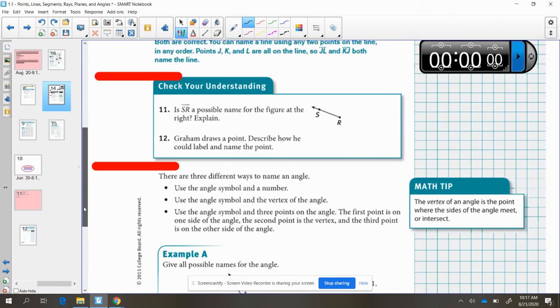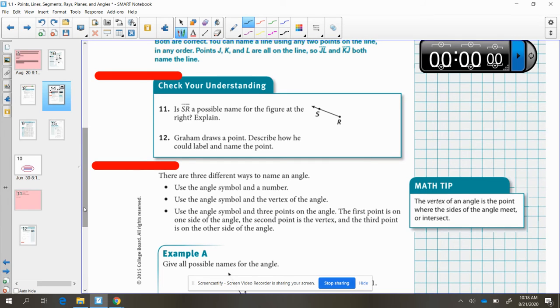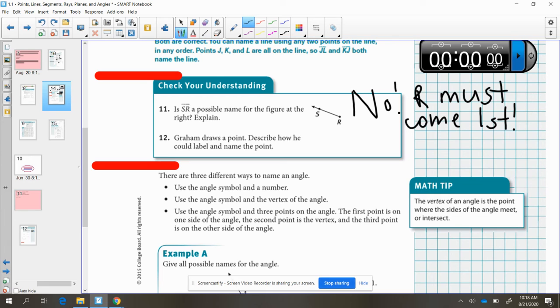All right, now down here to kind of finish this out, is SR a possible name for this figure here in number 11? What do you guys think? Well, hopefully you said no, because the R must come first in the ordering because it is the endpoint. You have to begin with your endpoint is another thing you could have said. All right, and that would be R in this case, not S.